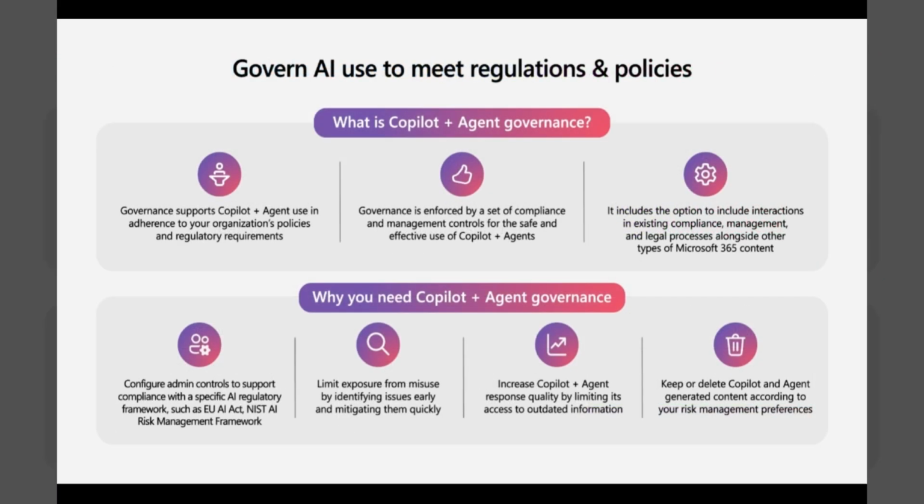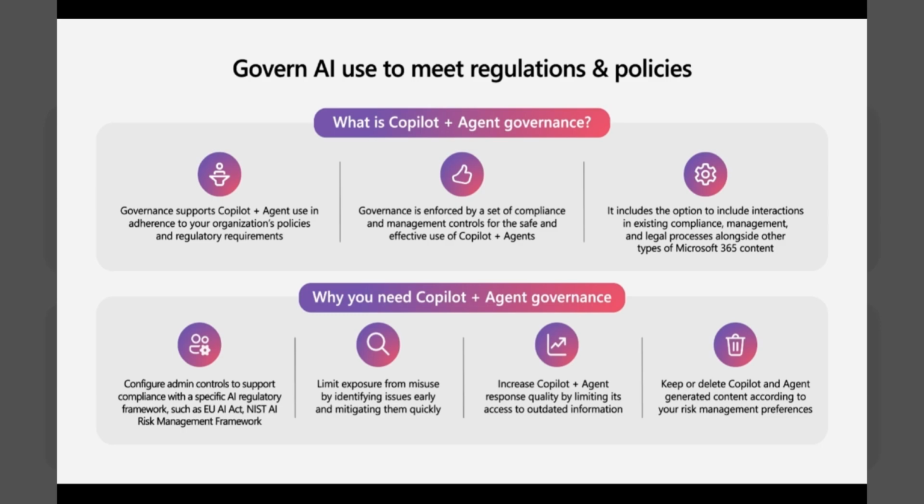So what is Copilot and agent governance? Well, governance supports Copilot and agent use in adherence to organizational policies. It's enforced by a set of compliance and management controls, and it includes the option to include interactions in existing compliance management or legal processes alongside M365 content.